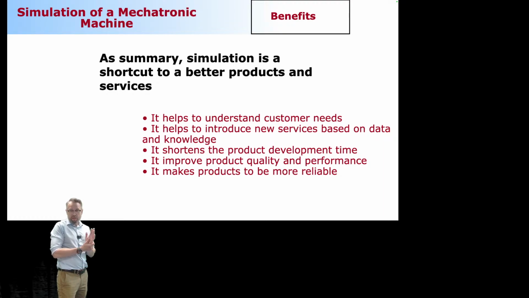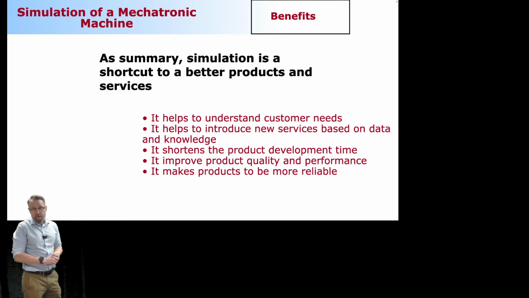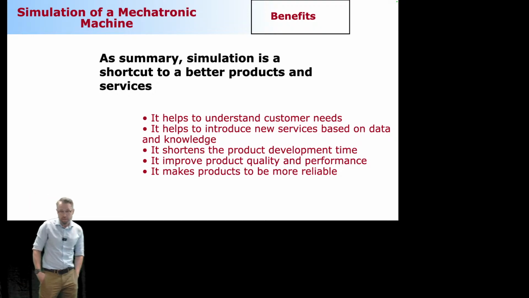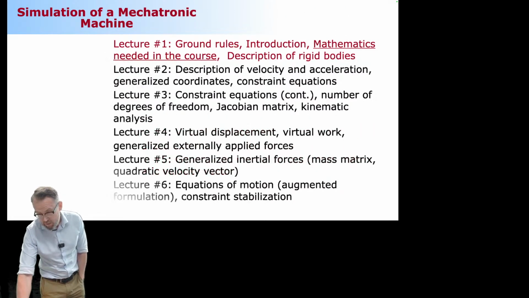A summary: simulation is a shortcut to better products and services and business. Business may be missing here. So it helps to understand customer needs with the help of real-time simulation. We'll explain it to you a little later during the course. And then it helps to produce new services based on data and knowledge. This is us, definitely us. So then it shortens product development time, improves the product quality and performance, and makes products more reliable. That's it.